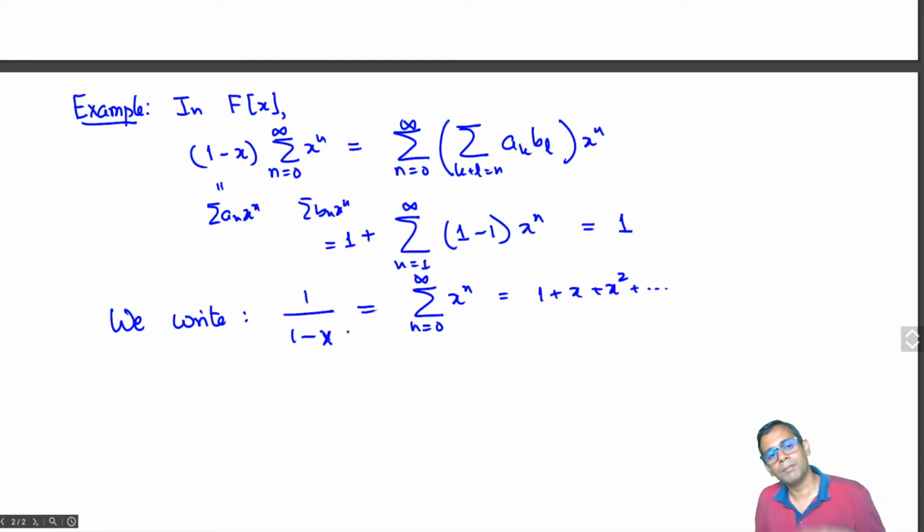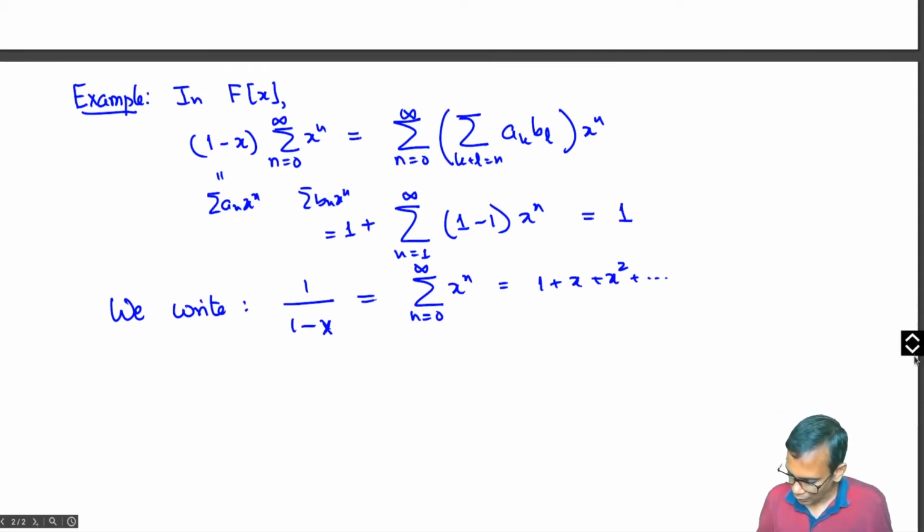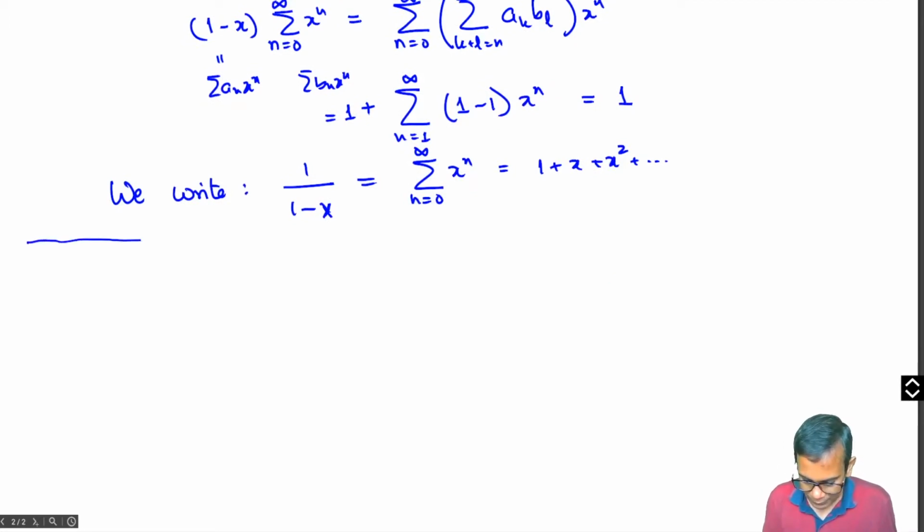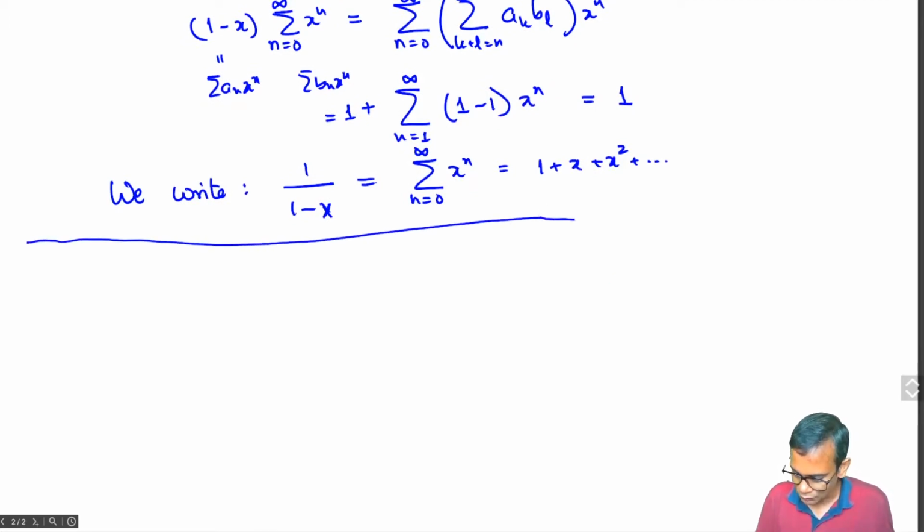Even though the power series are formal, we need to talk about infinite sums of formal power series, and then we will need a notion of convergence. So what I'll do now is define a metric space structure, a distance function, on formal power series.